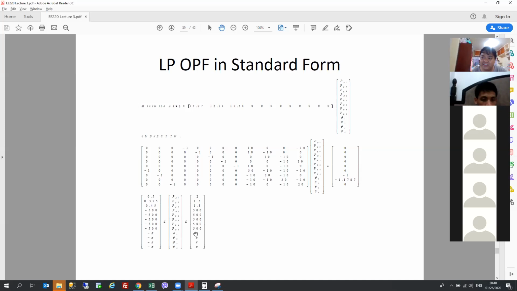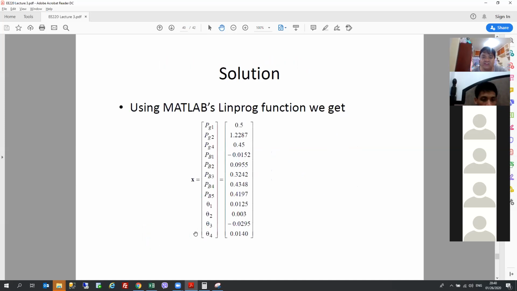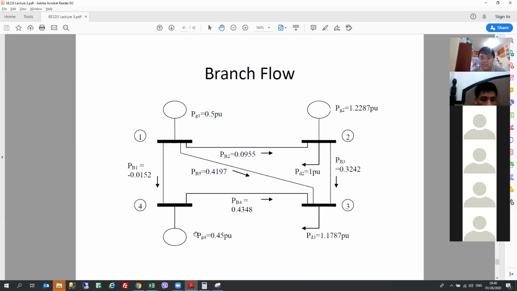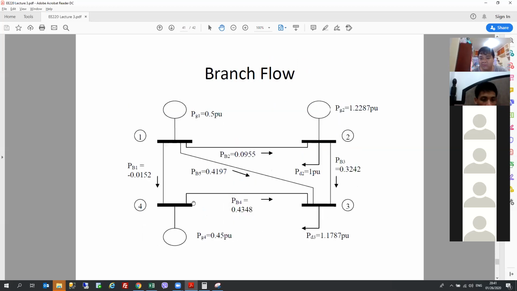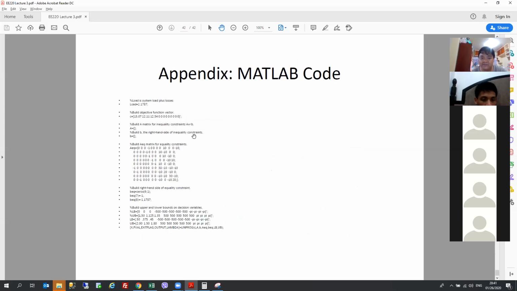Yan lang ang i-require ko sa exam 2 nyo. Okay? But actually, if you have MATLAB, you can actually solve for those values. And you will eventually get, ito yung dapat na generator output, ito yung magiging branch flows, ito yung angles. So ito yung drawing representation niya. Yun yung resulta ng power flow natin. And if you want to further simulate that, ito yung code for MATLAB to build our example kanina. Okay?